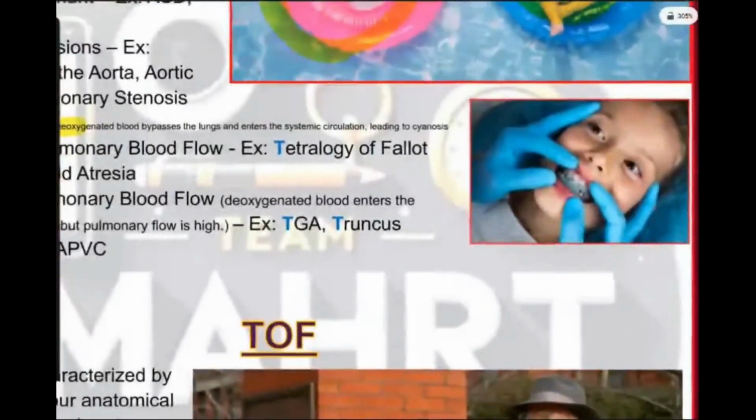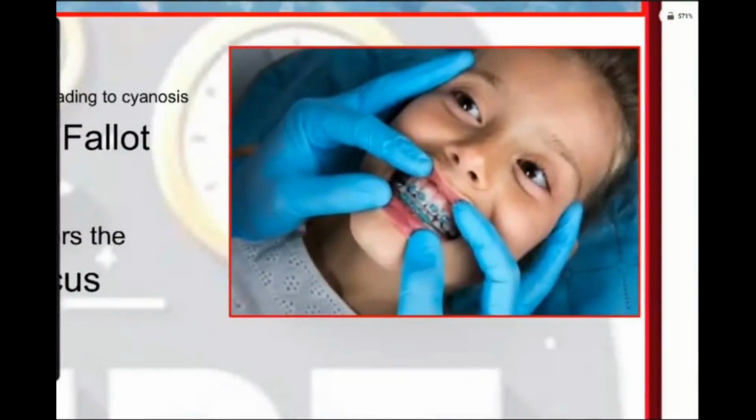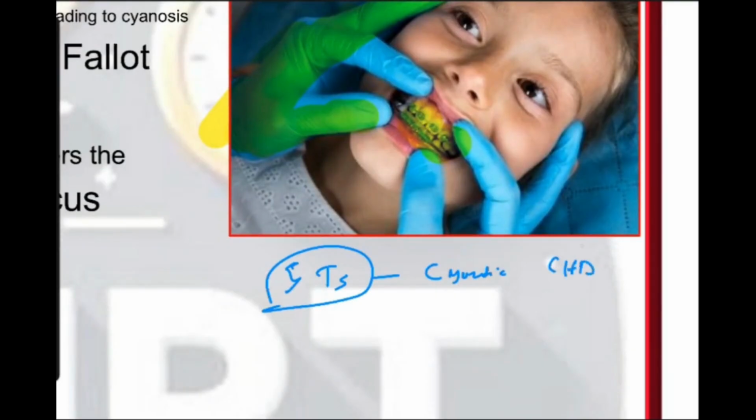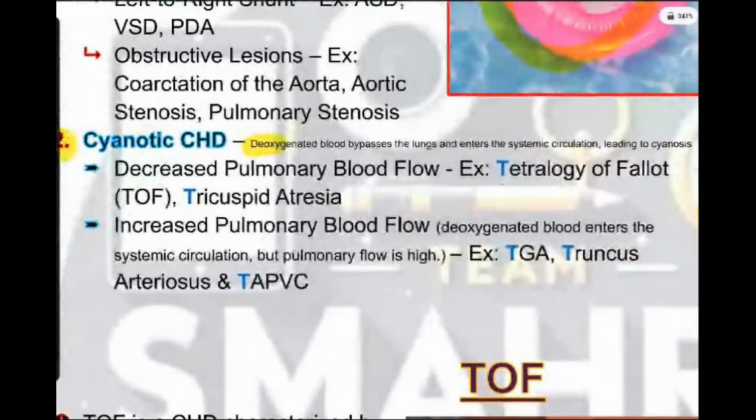Cyanotic congenital heart diseases can be remembered by a mnemonic. Someone with blue gloves is examining the teeth of a patient. So the mnemonic is 5 T's, for cyanotic congenital heart diseases. What are the 5 T's? Number one is tetralogy of Fallot. Then tricuspid atresia, right side only, right-sided heart. Then TGA, truncus arteriosus, TAPVC. These are all the T's. So 5 T's, cyanotic congenital heart disease.